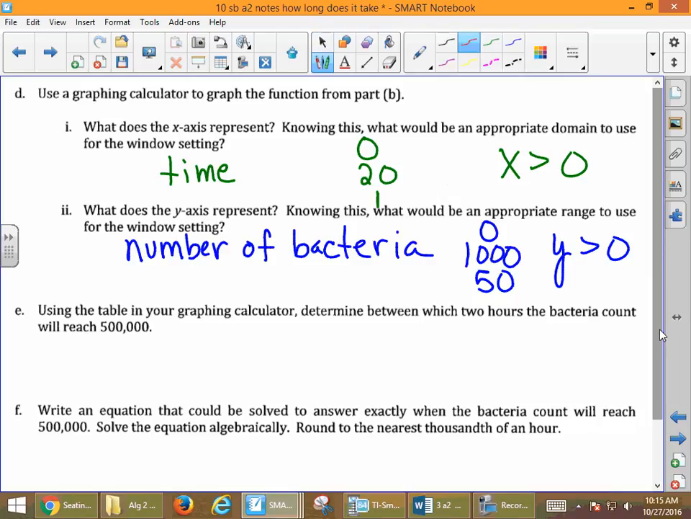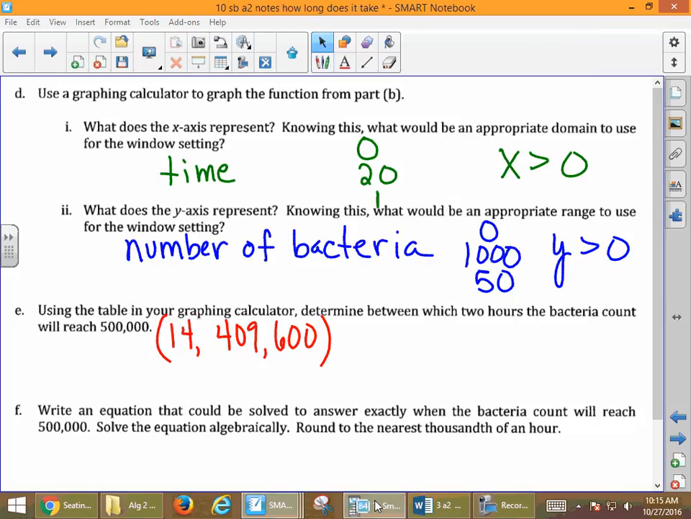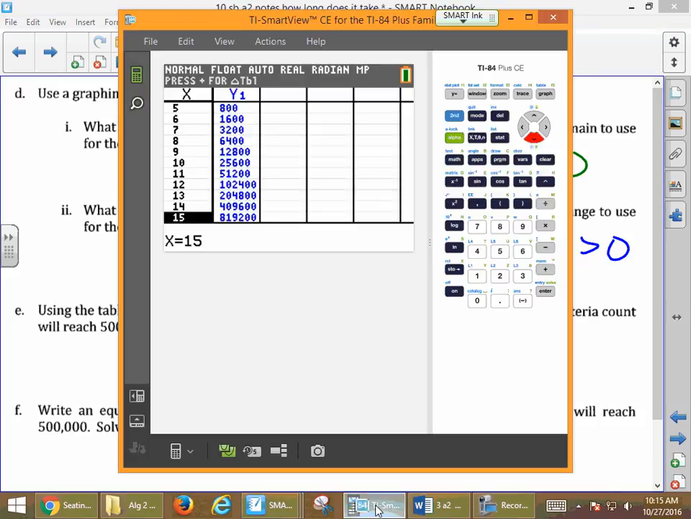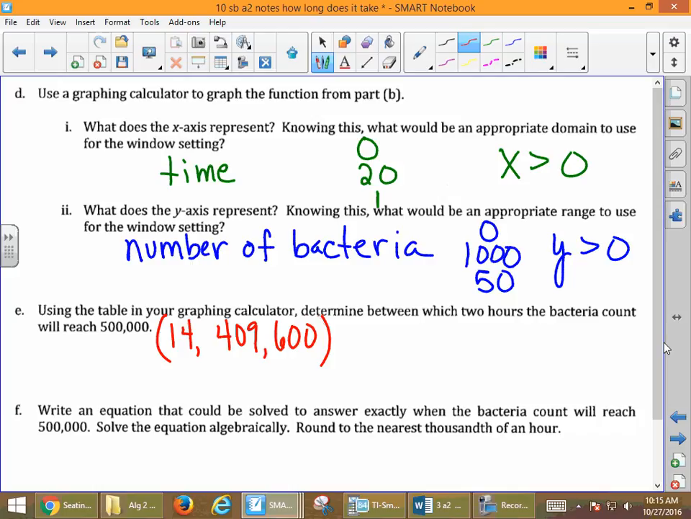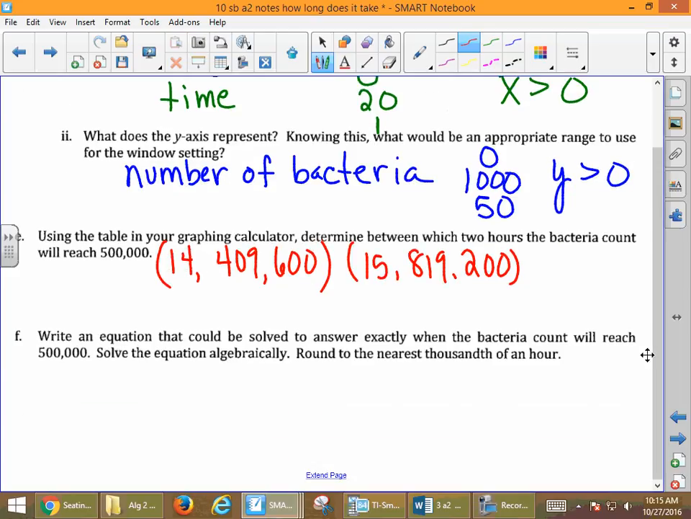Because at the 14th hour, on your table, you just saw we have 409,600. And at 15, we have 819,200. So in other words, the answer to that problem is between 14 and 15 hours.